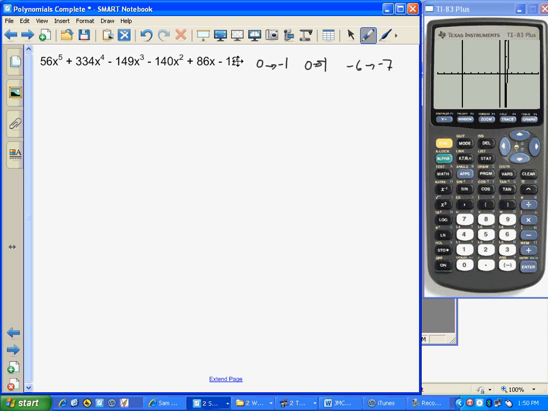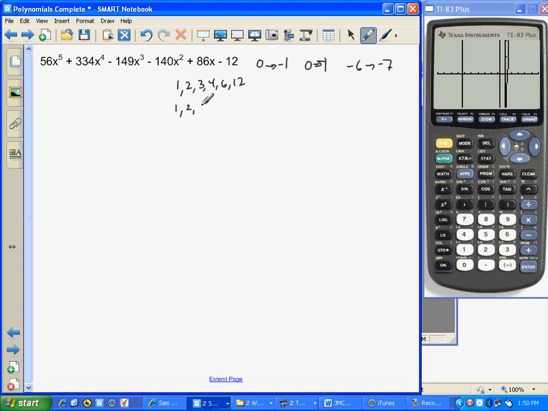So let's look at my possible rational zeros to see if any of these are going to turn out to be rational. That'll help me figure out what my table settings should be. Possible numerators are going to be factors of 12: 1, 2, 3, 4, 6, 12. Possible denominators are going to be factors of 56.